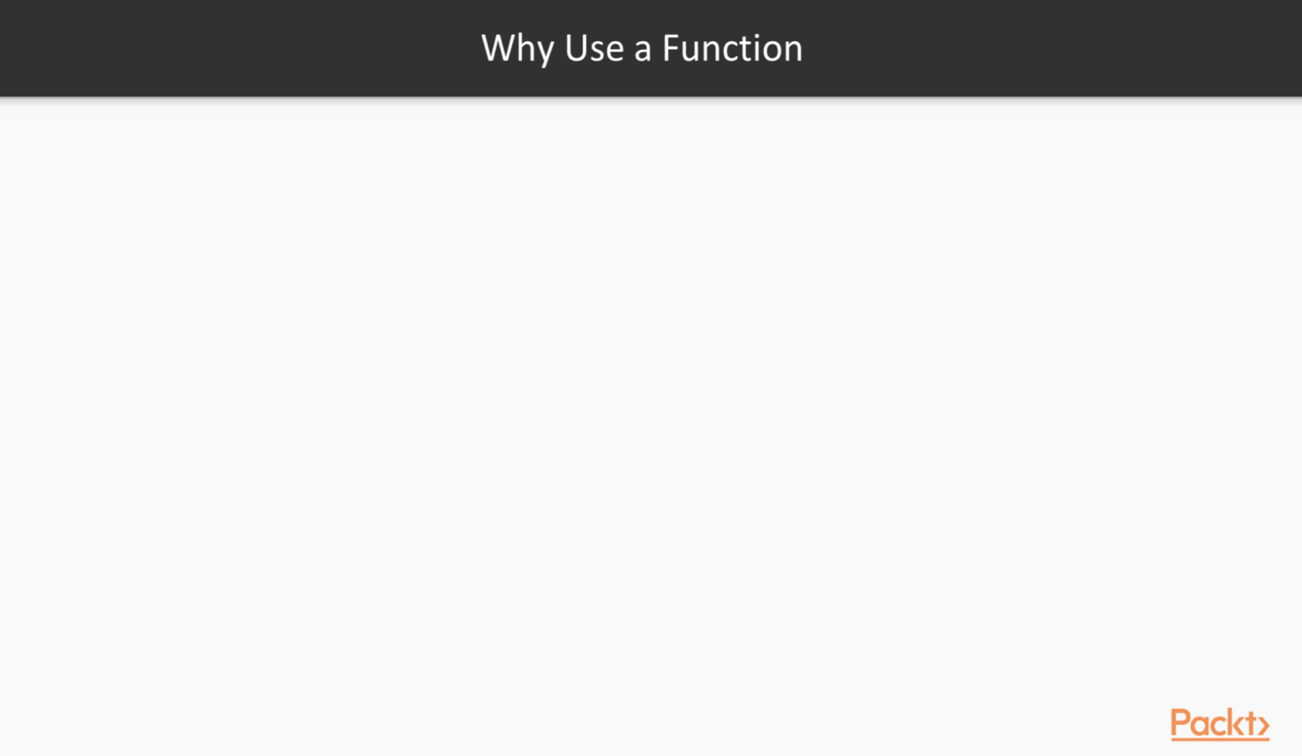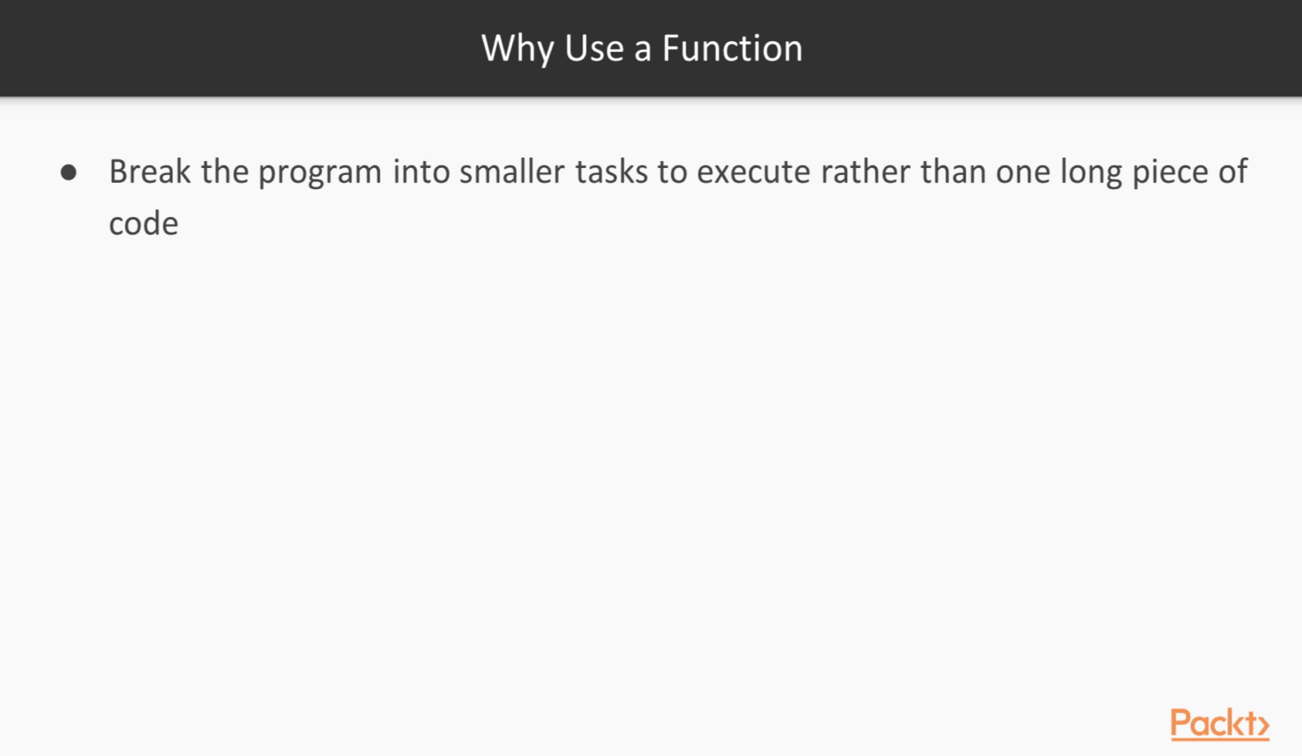Why use a function? Well, one, as I just said, you can break the program into smaller tasks to execute rather than one long piece of code. In our previous examples, everything we've done has been in the main function, and you've just seen lines and lines of code as the application runs through each individual line until it reaches the return statement. Instead, if you had specific areas where you didn't want that all in your main function, you could break it out into a smaller task that can be run at any point in time in the application. Very handy.